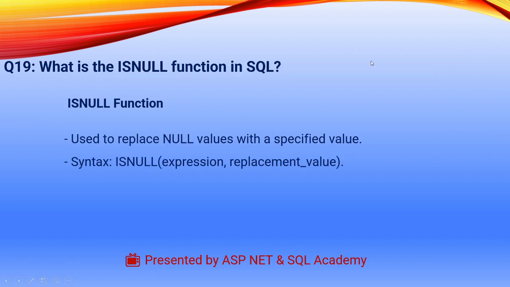The ISNULL function is used in SQL to replace null values with a specified replacement value. For example, ISNULL(expression, replacement_value) will return the replacement value if the expression is null.